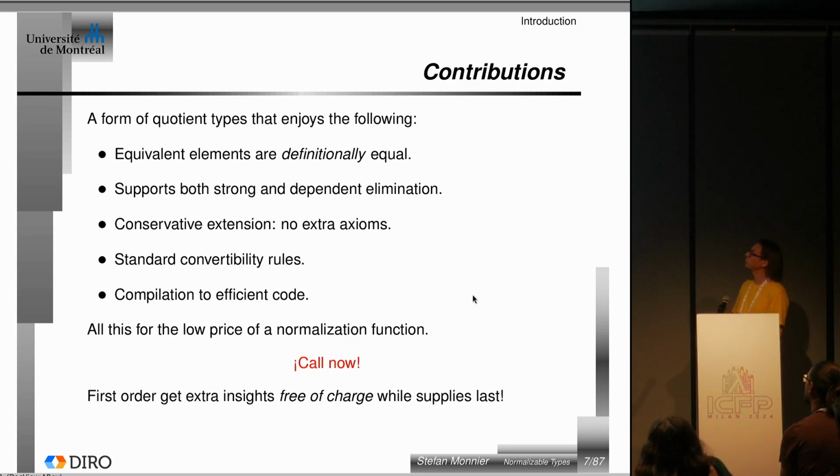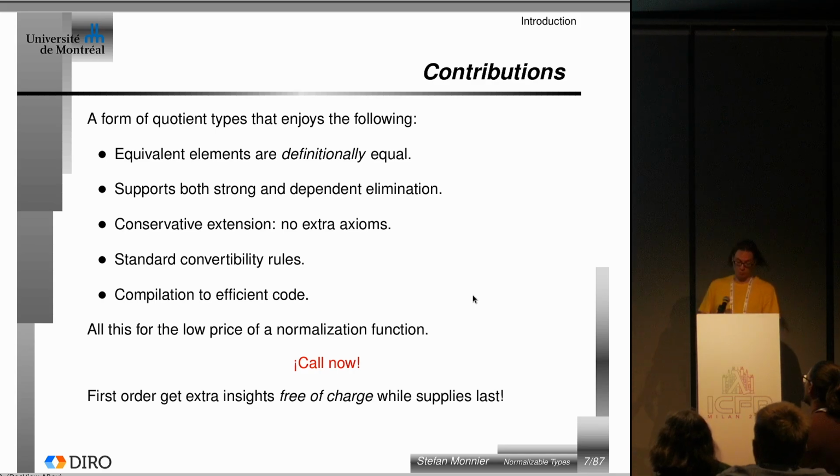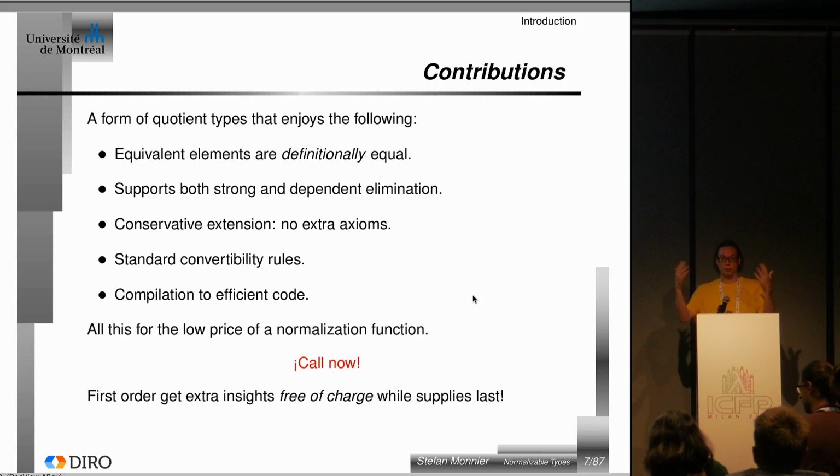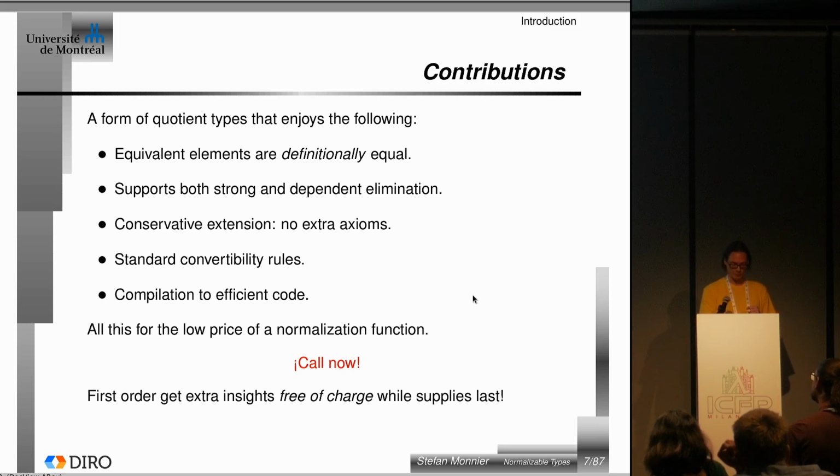So what I propose here is actually a kind of quotient type that enjoys the following properties. Equivalent elements can actually be equal, definitionally equal, instead of just propositionally equal. It supports both strong and dependent elimination. I don't need any extra axiom. I don't actually change the logic. And the convertibility rule is standard, so I don't have any new proving to do for soundness, etc. And it's compiled to efficient code, like there's no runtime cost for it.